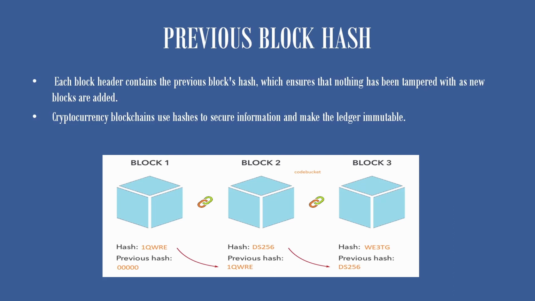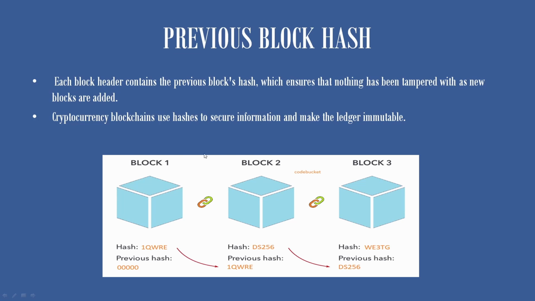So each block header consists of the previous block hash, which ensures that nothing has been tampered with as new blocks are added. Cryptocurrency blockchains use hashes to secure information and make the ledger immutable. So as you can see here, here is block 1, block 2, block 3, and each block consists of the hash of the previous block.